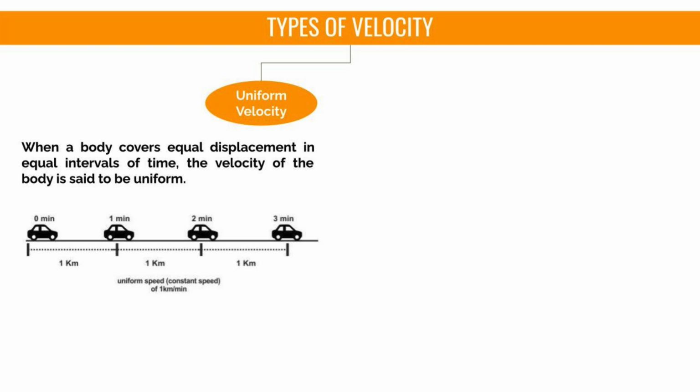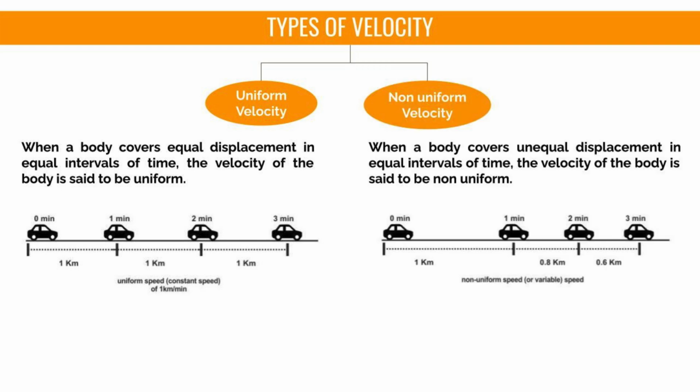When a body covers equal displacement in equal intervals of time, its velocity is said to be uniform. Let's understand this with an example. Imagine a car moving. In the first 1 minute it covers 1 kilometer. In the next 1 minute again 1 kilometer. In the next 1 minute again 1 kilometer. Every minute, the displacement is the same. That means the velocity is constant. So this is called uniform velocity. Point to note, uniform velocity means both speed and direction remain constant.